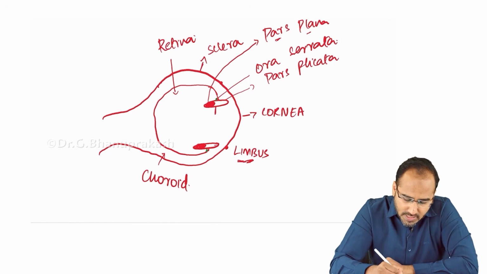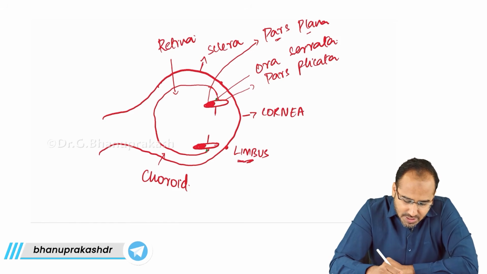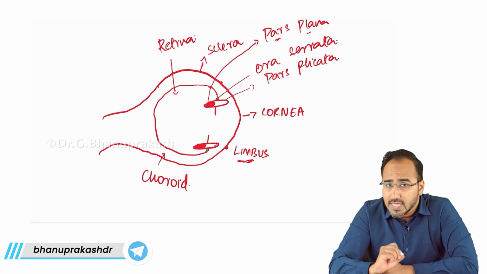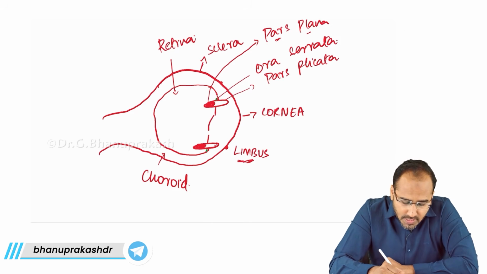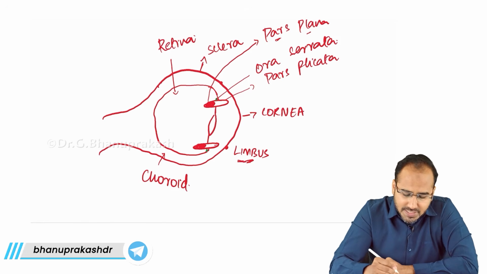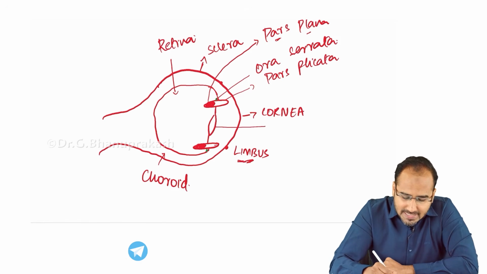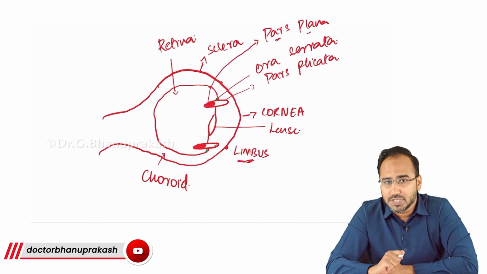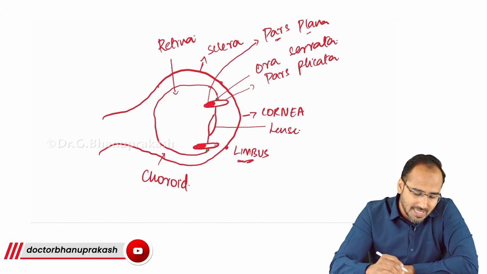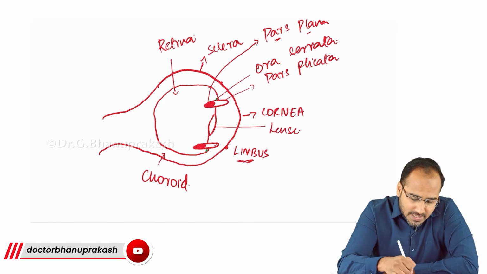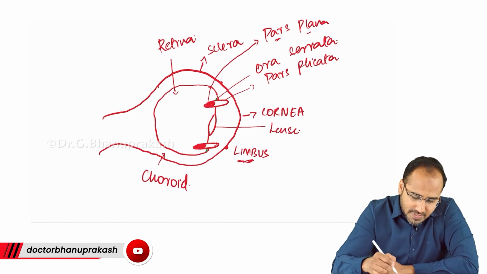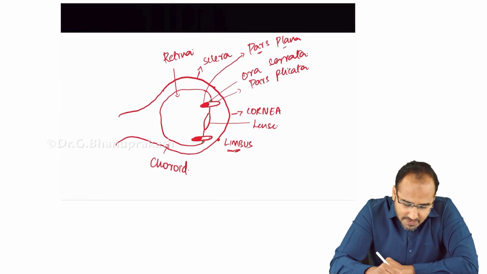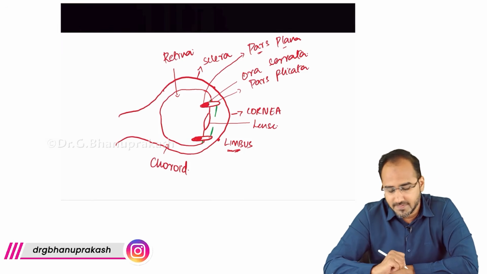From the ciliary body arises a structure called the ciliary zonule. The function of the ciliary zonule is to hold a transparent structure in position, which is called the lens. So ciliary zonules hold the lens. Just in front of the lens, there will be a colorful structure which is called the iris.